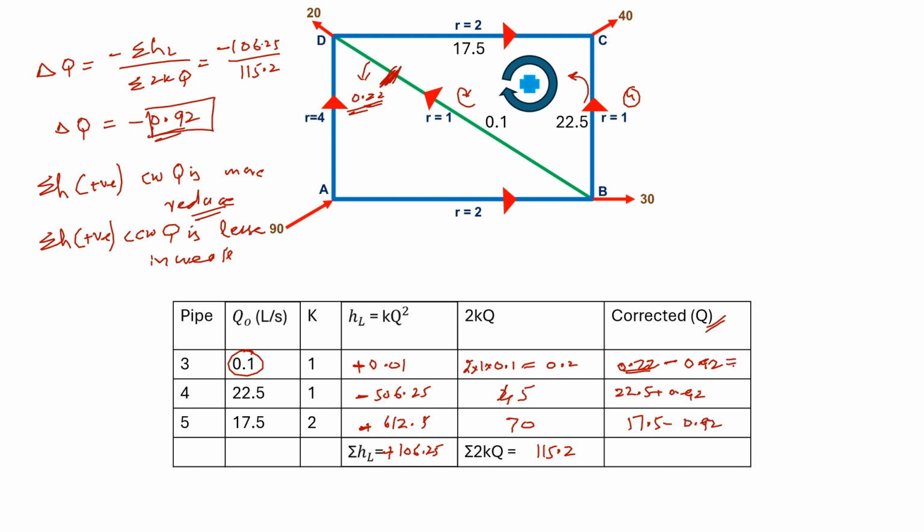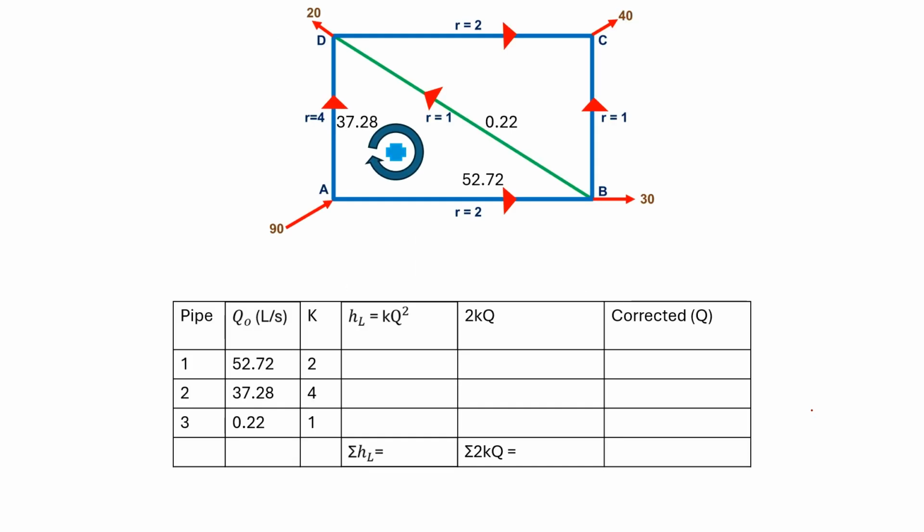So the final values will be minus 0.7. Here we have got a negative value of discharge, which is impossible. So what is the impact of this negative value? We'll see in the next phase. Now, this will be 23.42, and this will be 16.58. So these are the corrected values after trial 2 for both loops.